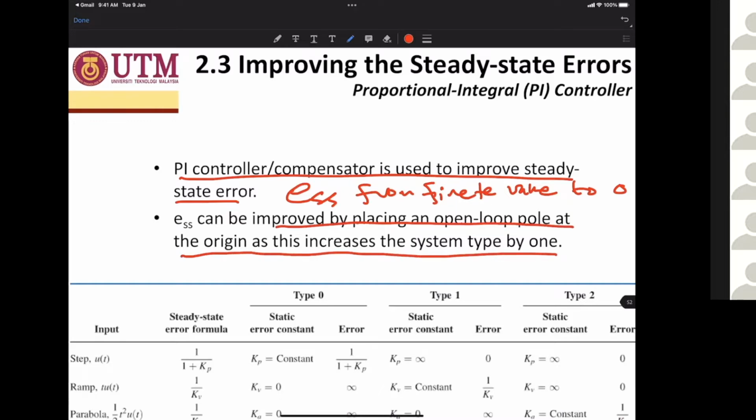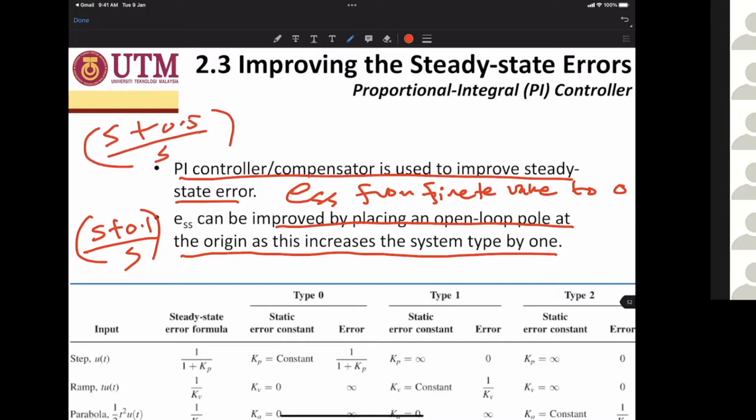So kita introduce PI controller 0.1 over S. Usually this transfer function, or it also can be used as 0.5 over S, or even smaller, S plus 0.01 over S. Because the zero near the origin and the pole at the origin will cancel each other, meaning that we don't disturb the system order, but we increase the system type.